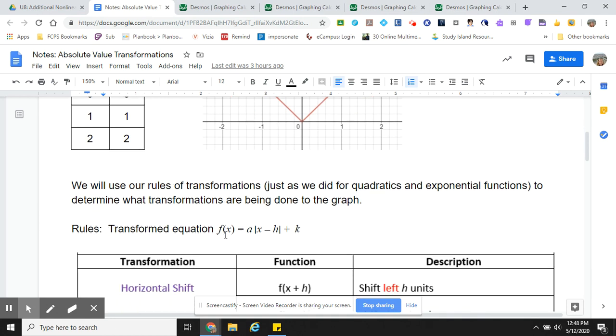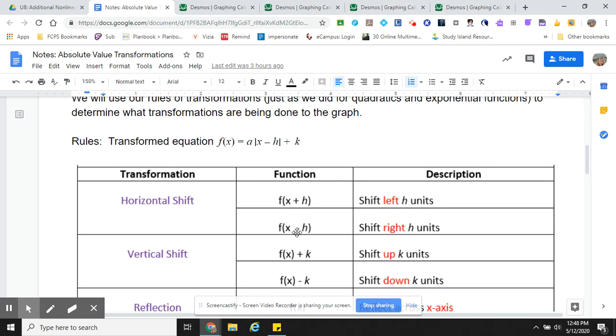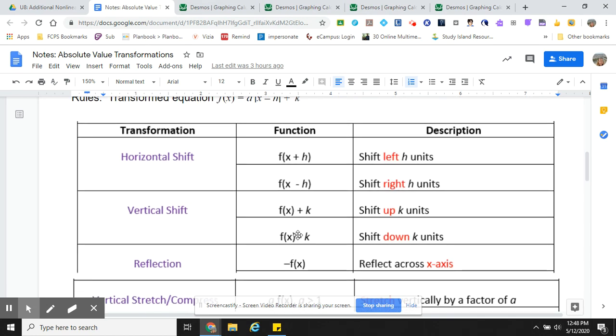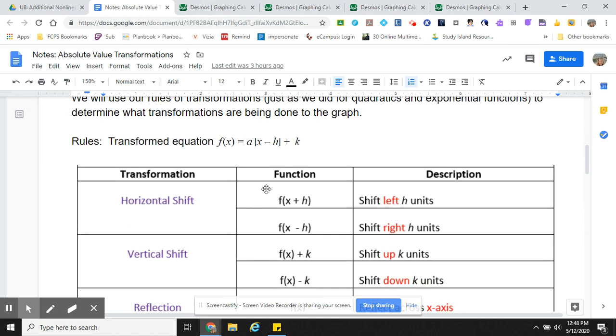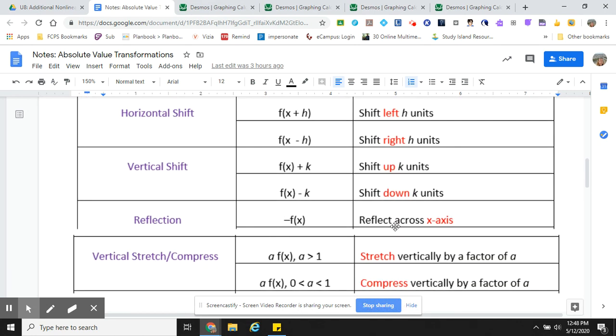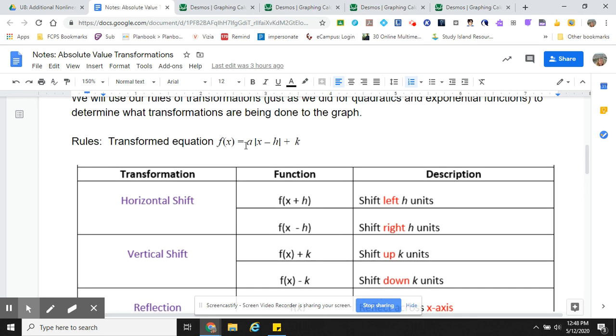So the transformed equation of an absolute value function is a times the absolute value of x minus h, where minus h is inside the brackets. That's your left, right, and then plus k is your up, down. So the rules still apply. If it's inside the brackets, it's a left and right. If it's outside the brackets, it's an up and down. If the number in the front is negative, meaning in front of it is a negative, then it's a reflection. Remember, that is separate from the number a. So whatever a is, it's separate from that negative.